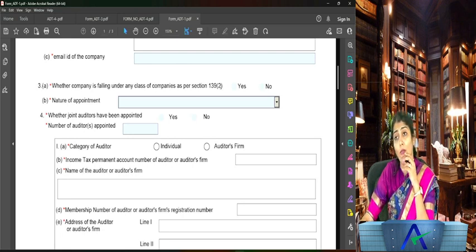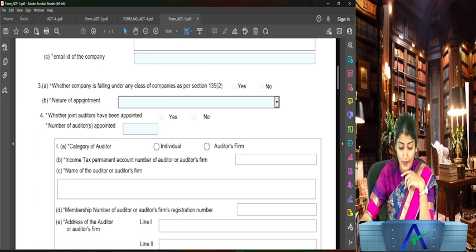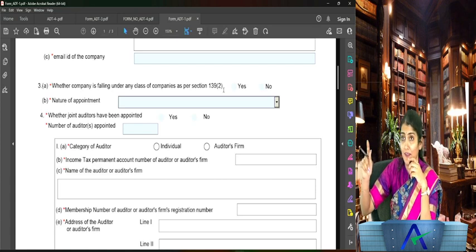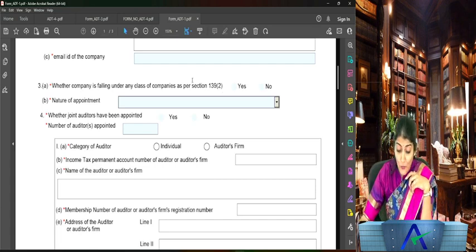What is this? 3A, what is it? Arey, 139(2) we discussed now. Ringa ringa roses, pocket full of posies, no? Rotation. Okay, right. So whether the company is falling under any of the class of company as per section 139(2), yes or no.